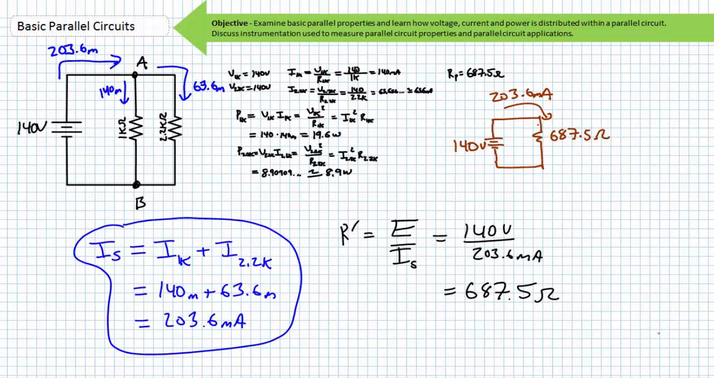Additionally, since we're aware that an electrical circuit, as the name implies, requires a return path, it means that 140 milliamperes and 63.6 milliamperes enter node B, and it means that 203.6 milliamperes must come out. What goes in must come out. This is Kirchhoff's current law, something we'll examine in great detail in a later lecture.